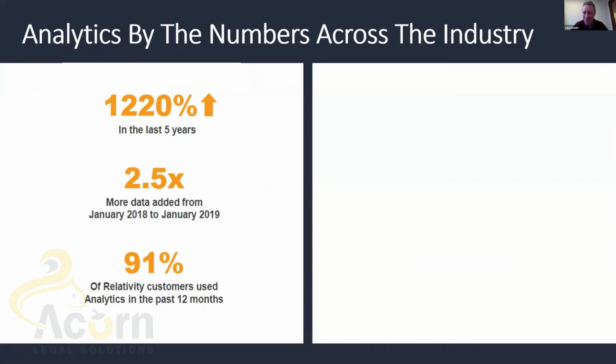All right. Let's take a look at analytics by the numbers. As you can tell, in the last 5 years, it's up a little over 1,200%. This is due to the increased data volumes. As you can see, the large jump from 2018 to 2019. And in the last 12 months, 91% of Relativity users have used analytics.